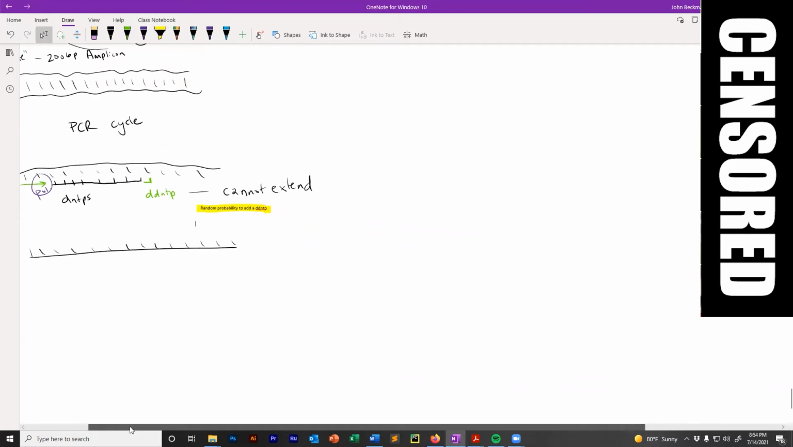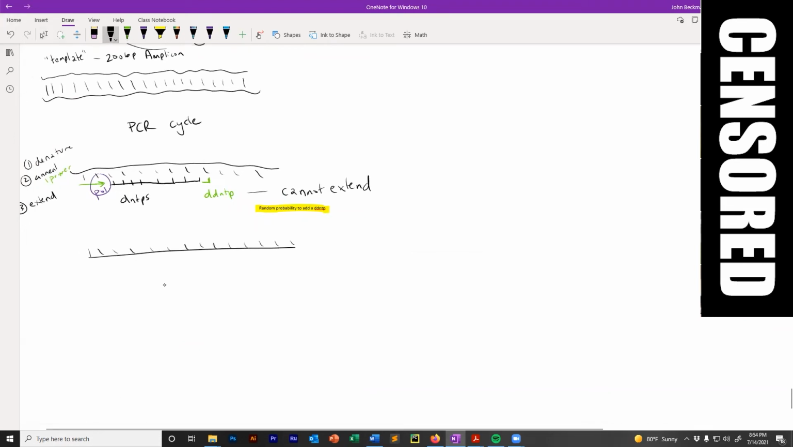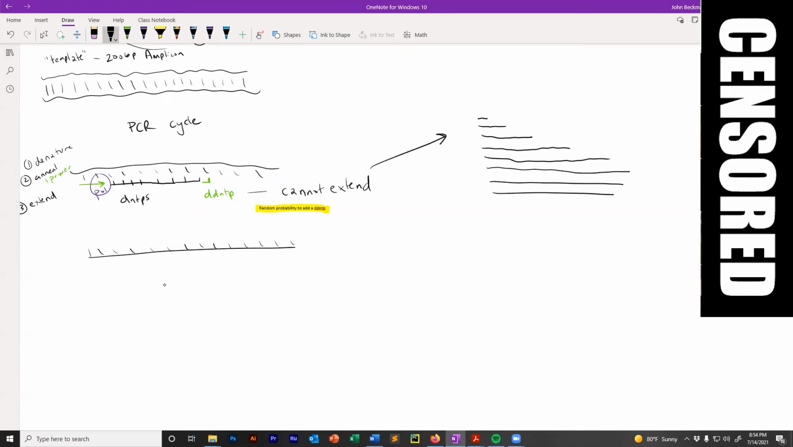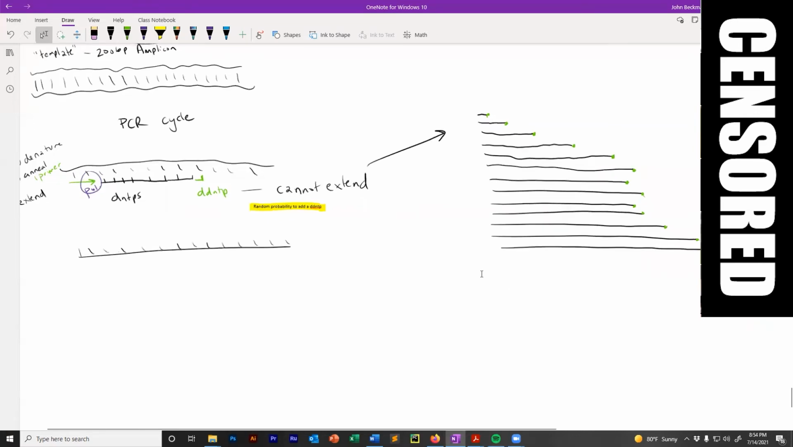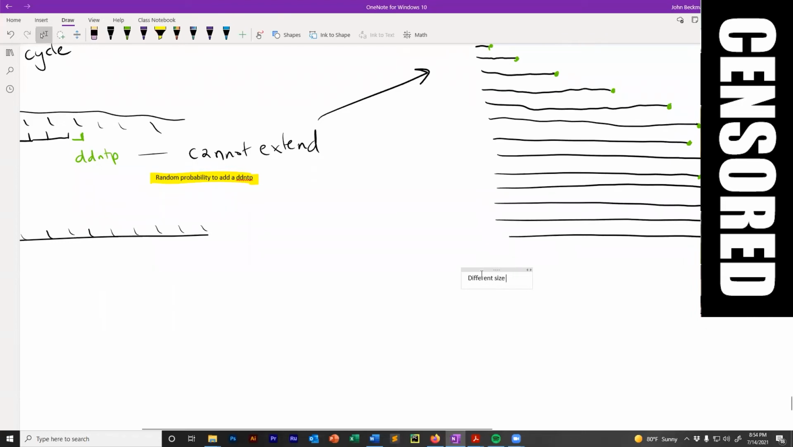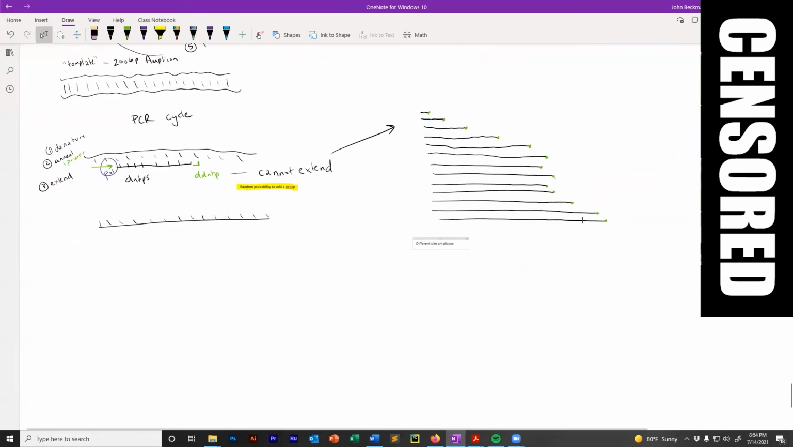So the result of this PCR reaction will be some PCR amplicons that are short, and some will be longer, and longer, and most will be middle size, and some will be very, very long. And each of these will end with a ddNTP. And these are all different sizes, so this will produce different size amplicons.